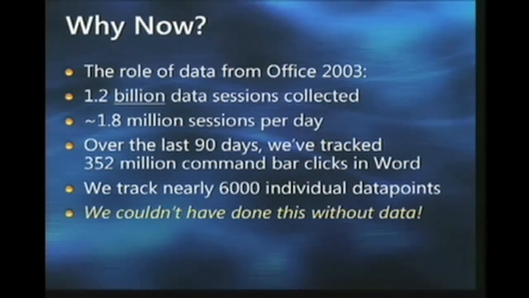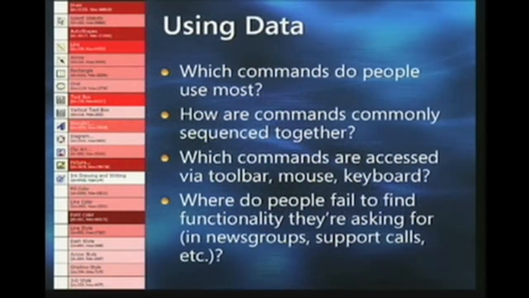And we collect 6,000 data points. A data point is just a question that we've said as the product designers that we want answered. So we say, we want to know how many folders people have in Outlook. That's a data point. We've got 6,000 of those that we look at. So really the confluence of data and complexity is the thing that made it so that we could actually build something that we had high confidence might work.